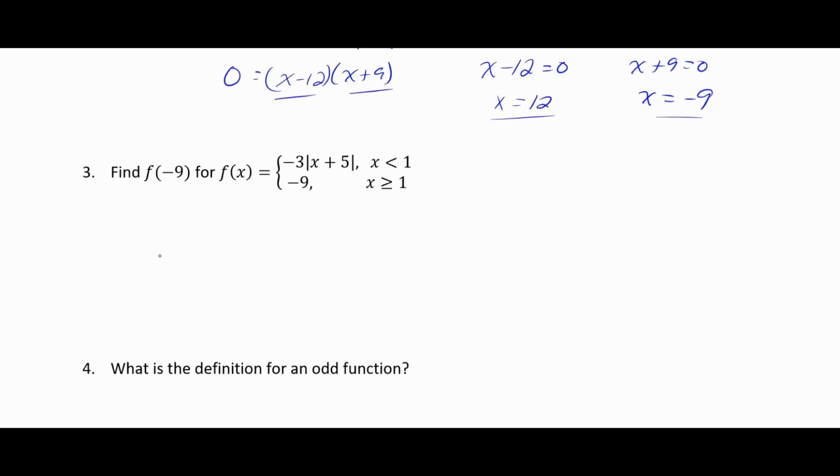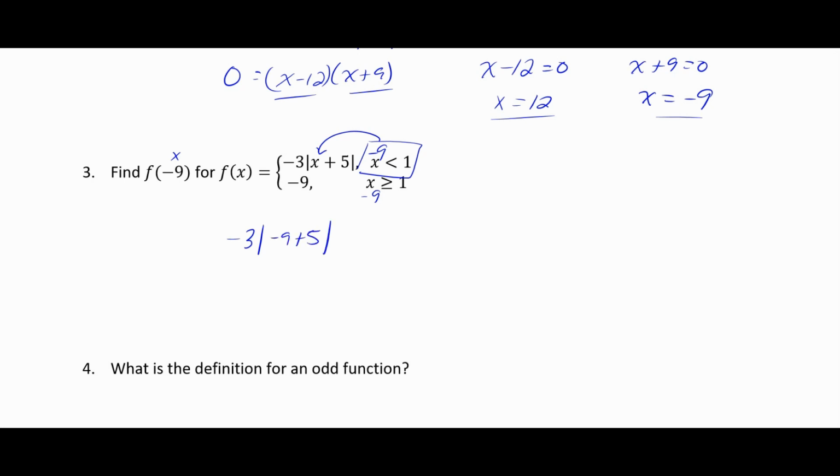Moving on to question 3, find f of negative 9 for this piecewise function. So x is negative 9 in this case. I want to think about this part over here first, because as we're going through it, we're going to want to say, all right, is negative 9 less than 1, or is negative 9 greater than or equal to 1? So in this case, negative 9 is less than 1. So I want to substitute negative 9 in for the x only in the first equation. So let's do that. Negative 3 times the absolute value of negative 9 plus 5.